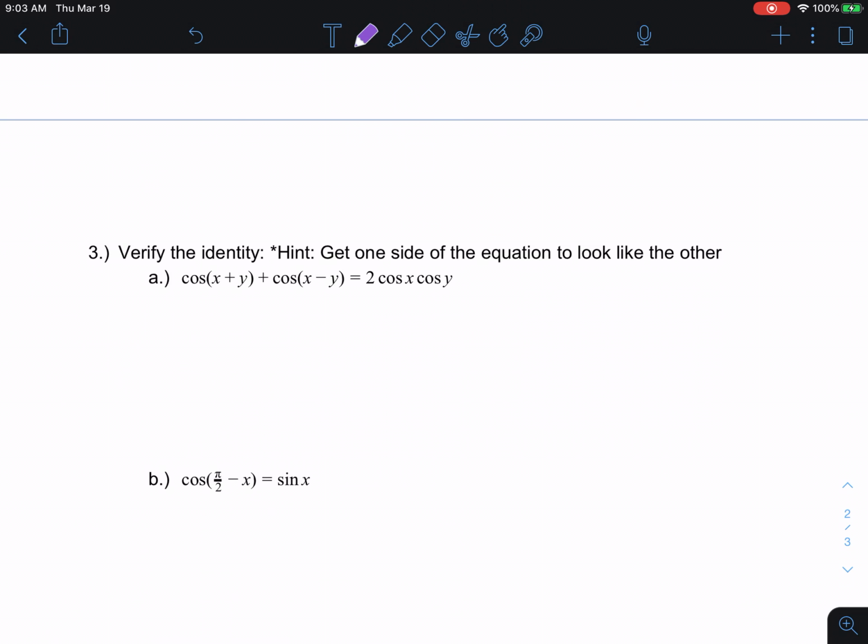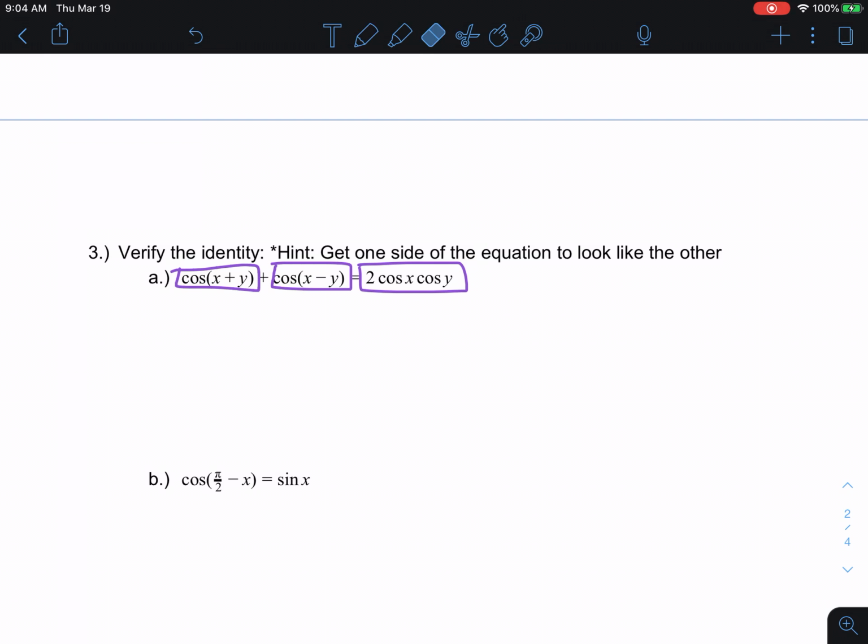Here we're verifying the identity. So what that means is we need to get one side to look like the other side. This is our simplified side, so I'm going to work on this side and try to simplify it to look like what I have over here. And so what I notice is that we have addition inside of cosine and subtraction inside of cosine. So these are actually two separate identities that I'm going to expand.